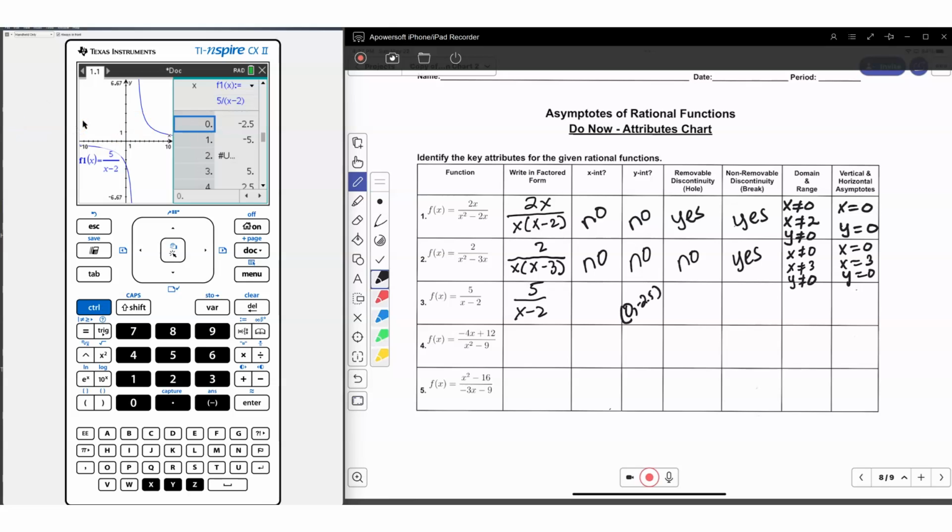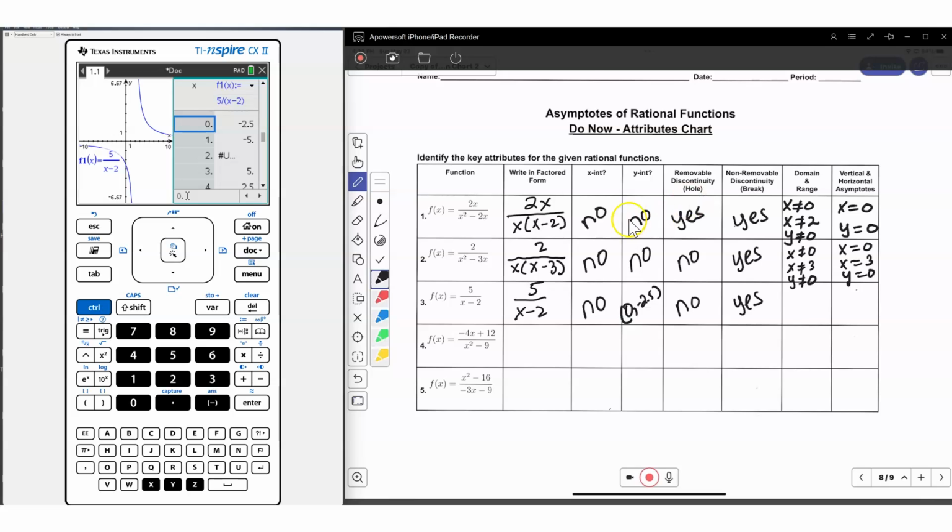Now, if you look at the graph, you notice that this graph will never cross the x-axis, so there won't be an x-intercept. And you notice that there isn't a common factor in the numerator or denominator. So it says, is there a hole? I'm going to say no. But there is a break here.